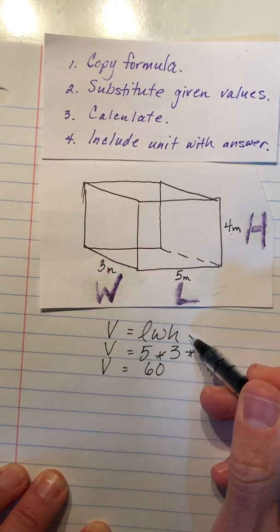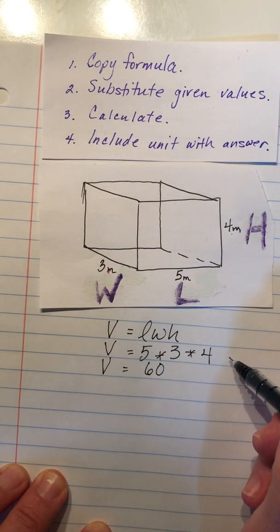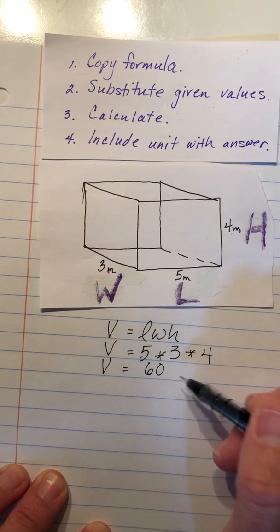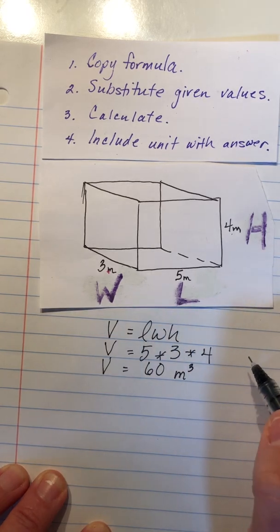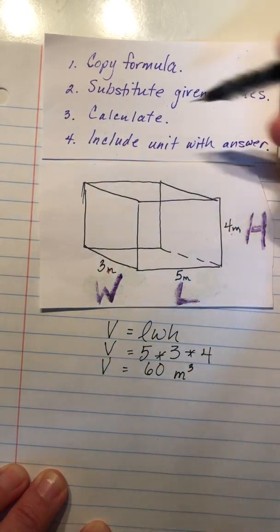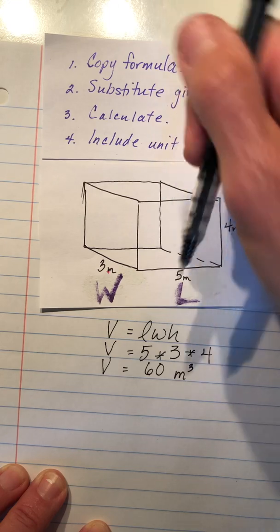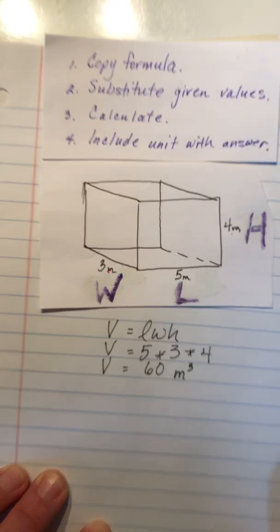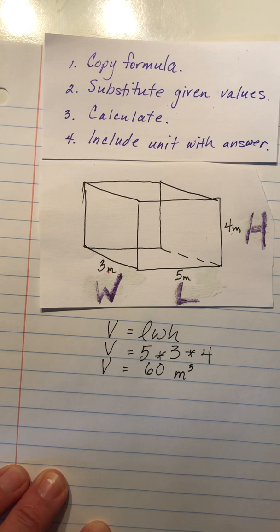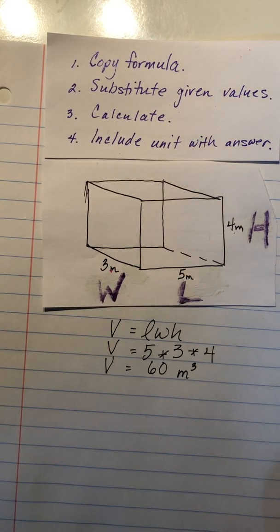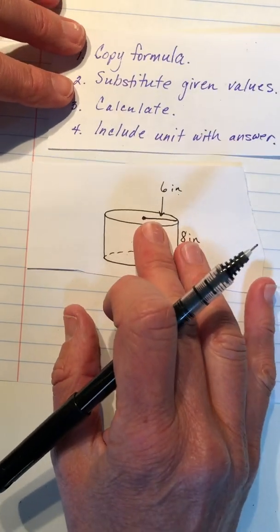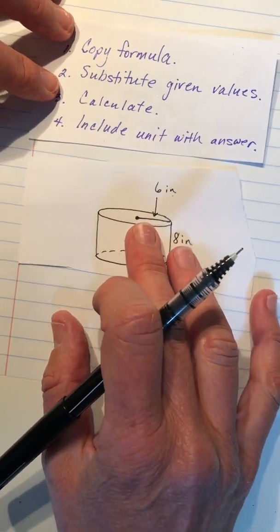I copied my formula, I substituted my given values, I calculated, and now I'm ready to include a unit with my answer. And since we're talking about volume, how many cubes fit inside this, it's going to be meters cubed. So there's an example of a rectangular prism. Now let's look at another poorly drawn figure, but this time we're going to look at a cylinder. So exact same steps for showing your work.